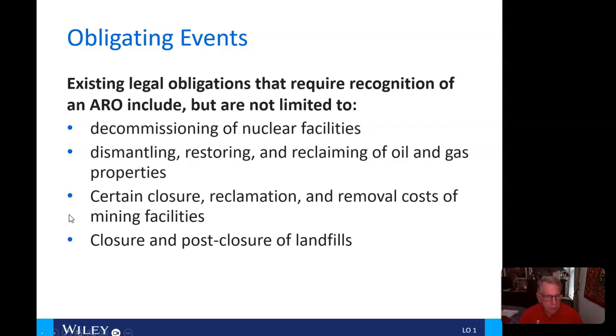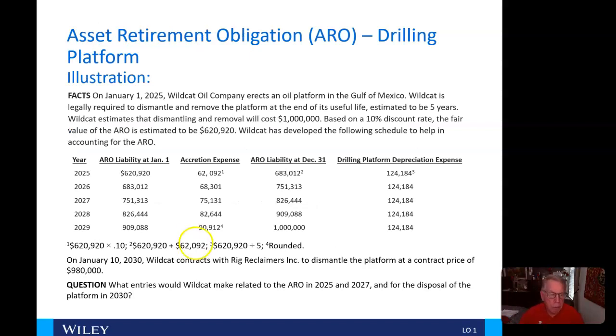I watch a Discovery Channel show titled Gold Rush, and they go and they buy some land and they extract the gold. But then when they're done, they need to restore that land to a pristine condition. And that's what they're talking about here. Closure costs, reclamation and removal costs, and then closure and post-closure of landfills. All expensive.